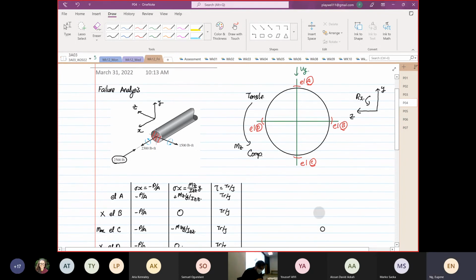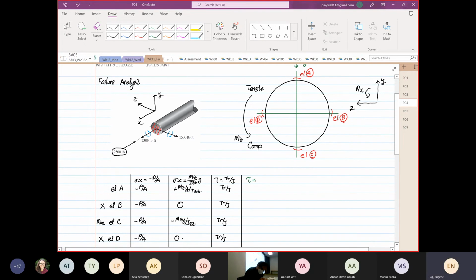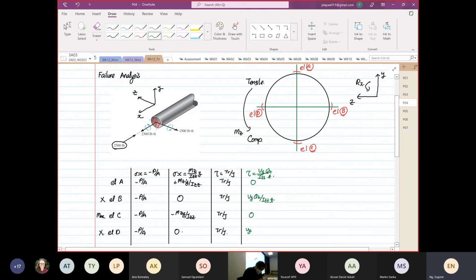What if we have a Vy? We know the shear is equal to Vy over Izz, Qz divided by T. So if we have a Vy, element A will be equal to 0 and element C will be 0, whereas for the other two we will have Vy Qz over Izz T for element B, and for element D we have Vy Qz over Izz T.